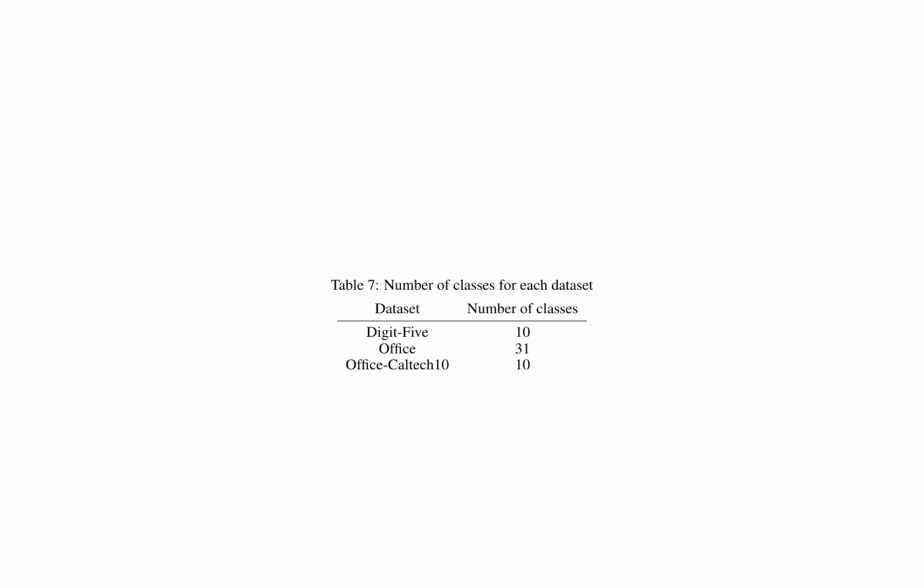area. The table on page 15, Table 7, presents the number of classes for each dataset used in the research. This includes Digit 5 with 10 classes, Office with 31 classes, and Office Caltech 10 with 10 classes. The datasets are crucial for understanding the performance of the proposed method in various scenarios.